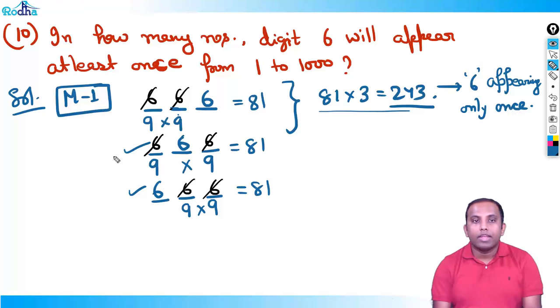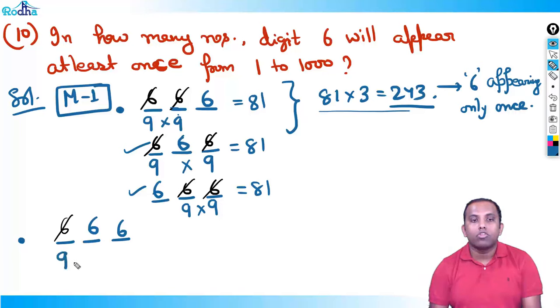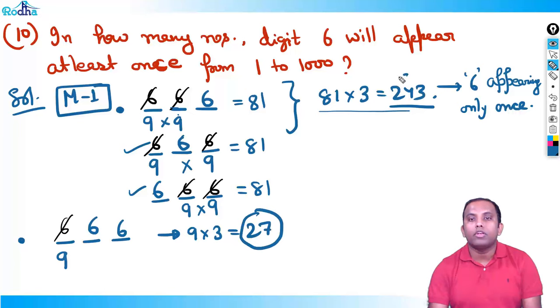Now, this is the first case we discussed. In the second case, let's say 6 is appearing at two places. Again, I don't want 6 to appear at the remaining place, so there are only 9 possibilities. Now I can say how many numbers of this kind have 6 appearing twice: 9 into 3, directly 27. Here 27, there 243. Why directly 9? Because in the first place, 6 and 6 will be here.